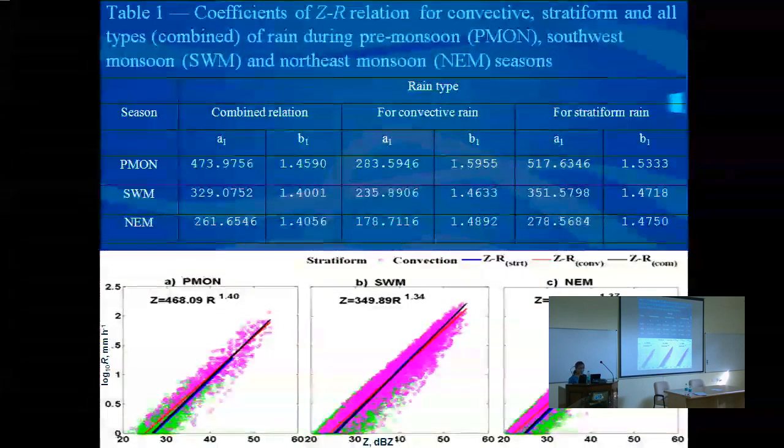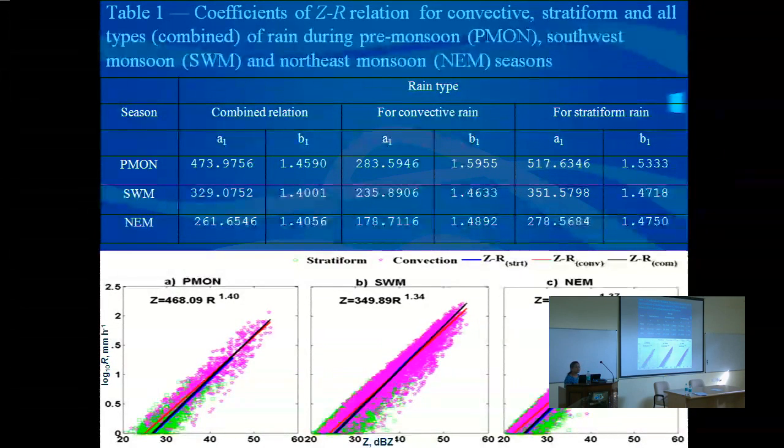And this is table 1, which shows the coefficients of the ZR relation for convective, stratiform, and all. I have given a combined relation because, although at the instant the radar is scanning we can separate the convective rain and the stratiform rain, generally we use a combined relation for the whole 100 kilometer spatial and continuous range, and we don't divide into regions. So that is the reason I am showing the combined relation.